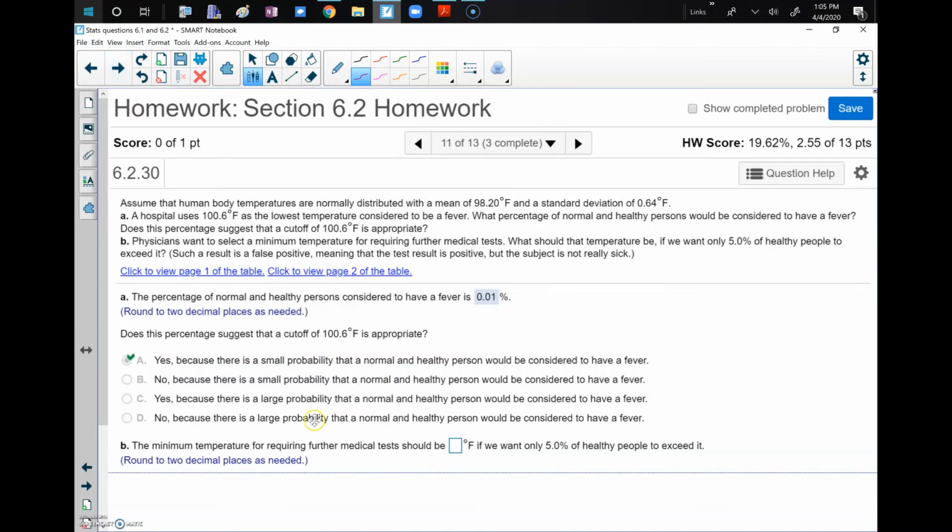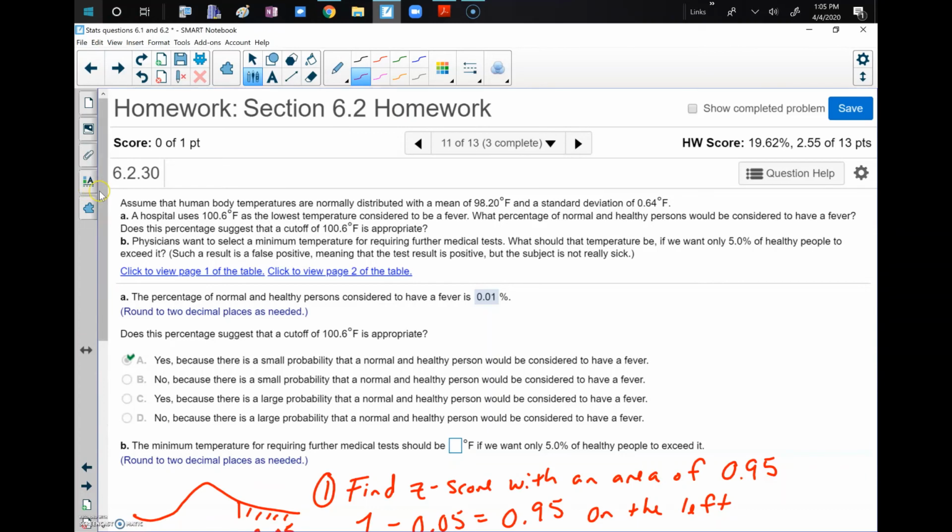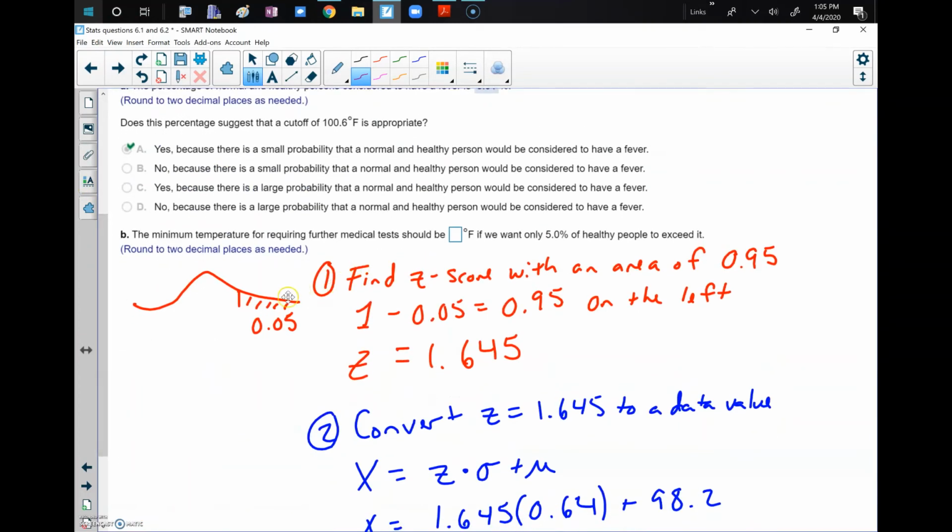In Part B, the minimum temperature required for further medical testing. In Part B, they said they wanted the cutoff to be 5%. So if we changed our threshold for a temperature to be where only the exceptional high 5% of people were considered as requiring this testing, what data value would that be? So again, I'm going to draw myself a picture. That 5% is the upper 5%. So we want the area to be 5% on the right.